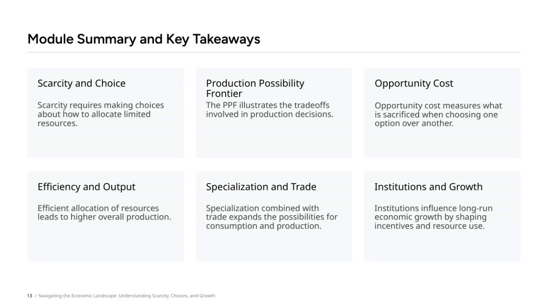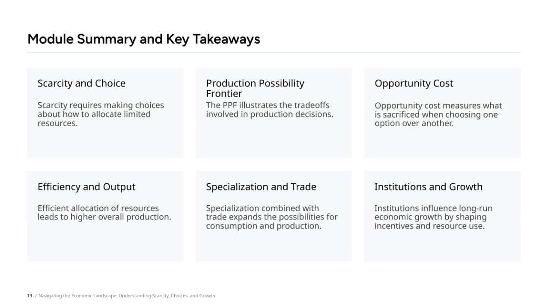To wrap up, let's review the key points from this module. First, scarcity means we have limited resources, so we must make choices about how to allocate them effectively. The Production Possibility Frontier, or PPF, helps us visualize the trade-offs involved in these production decisions. Then, opportunity cost comes into play. It measures what we give up when we choose one option over another.